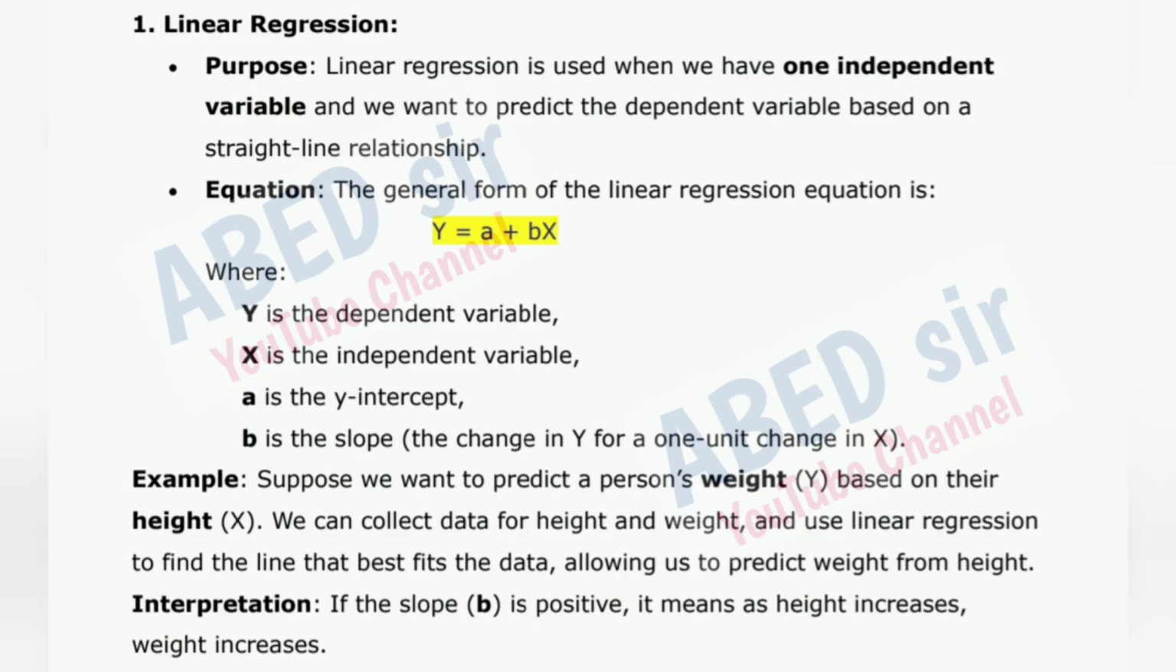Example. Suppose we want to predict a person's weight, y, based on their height, x. We can collect data for height and weight and use linear regression to find the line that best fits the data, allowing us to predict weight from height. Interpretation: if the slope, b, is positive, it means as height increases, weight increases.